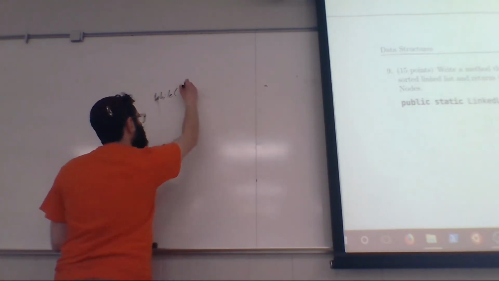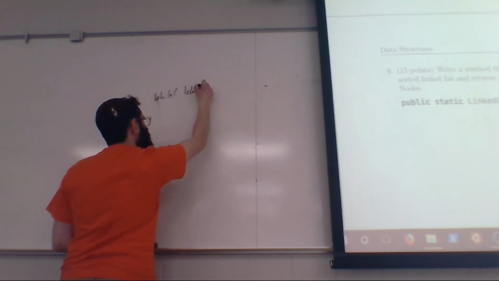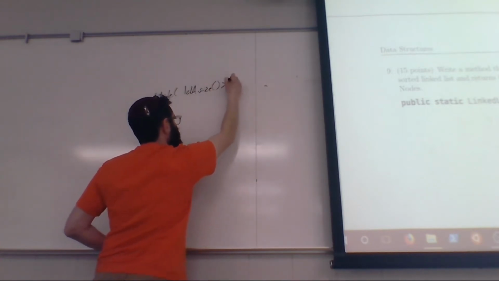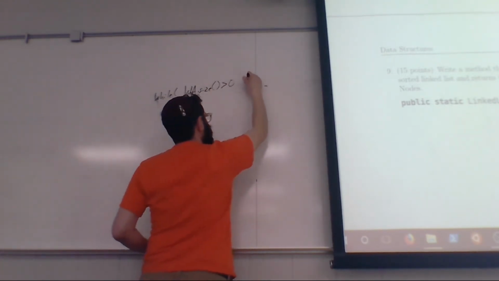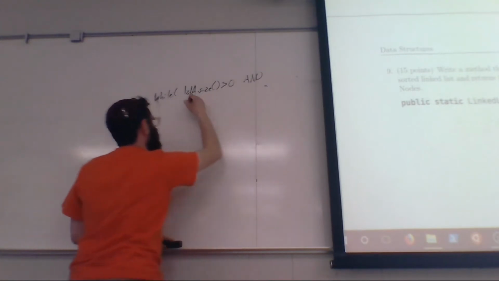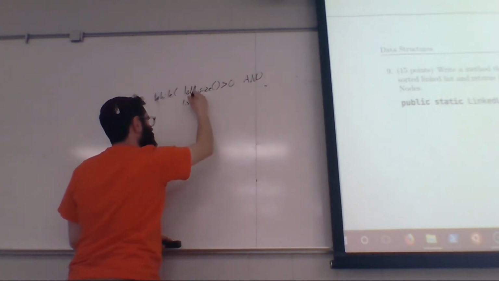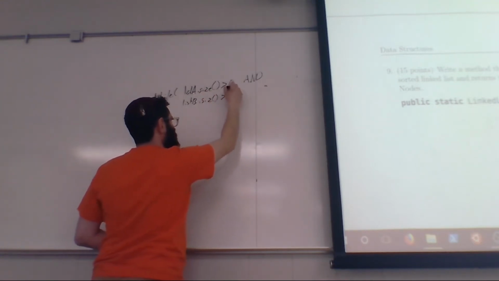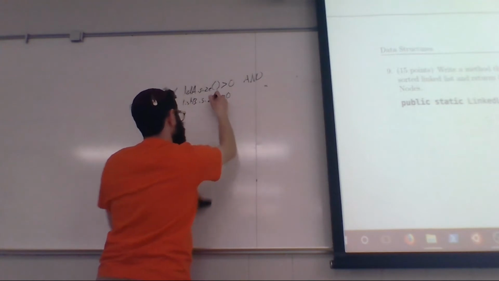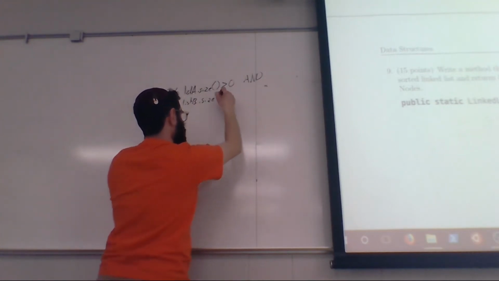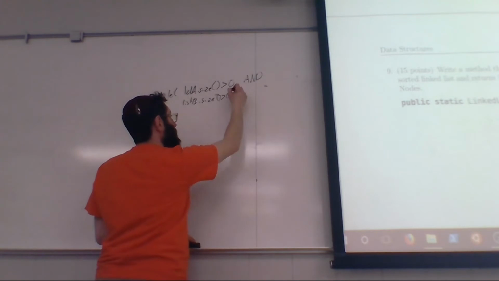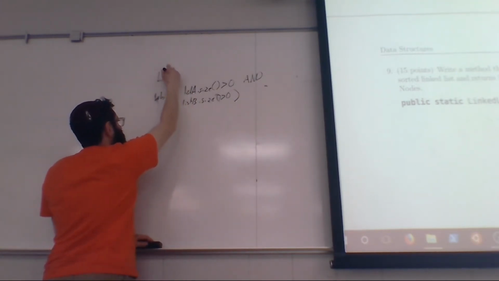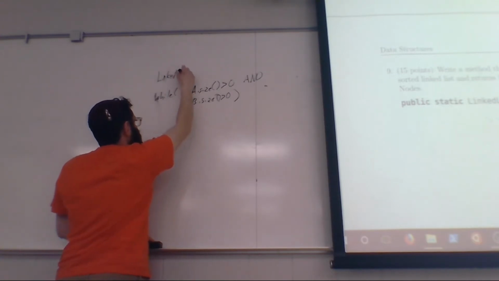So, while list A dot size is greater than 0, while there's still stuff in list A, and it's okay if you can't do ampersands, neither can I, so you can use all caps if you need to. Well, list B dot size is greater than 0. While there's still stuff in list A and there's stuff in list B, we want to do this whole comparing the heads of the list thing, right? That makes sense. Let's also create a linked list.